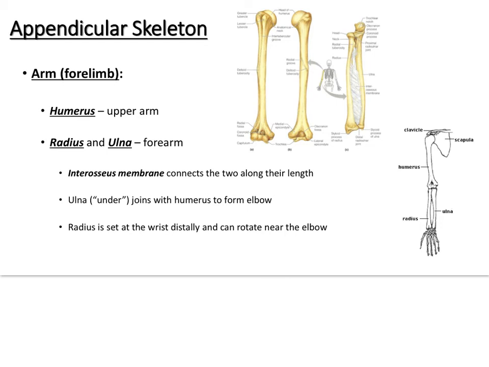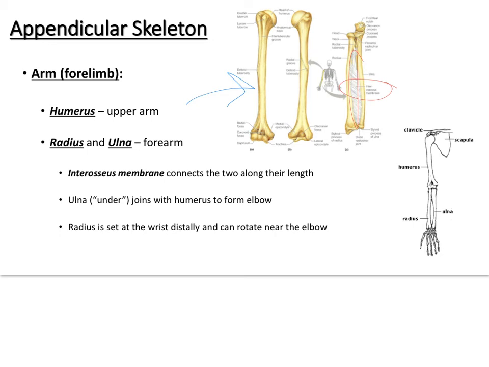Then you have your arm. Your upper arm is your humerus, not spelled like something that's funny. It's spelled a little bit differently there. But that's your humerus. Then your forearm, your lower arm, is two bones, the radius and the ulna. There is an interosseous membrane, which is right here, that connects those two forearm bones along their length.